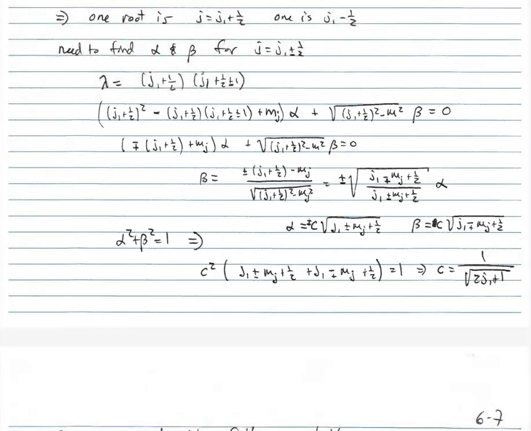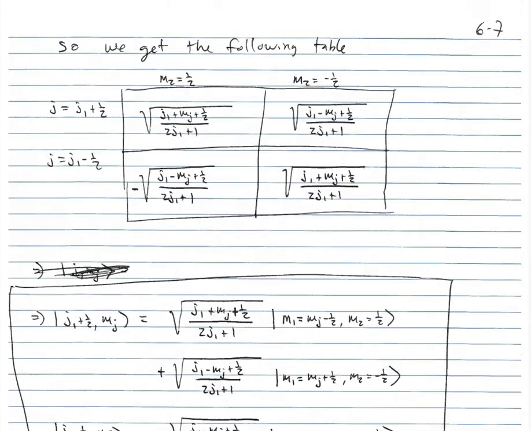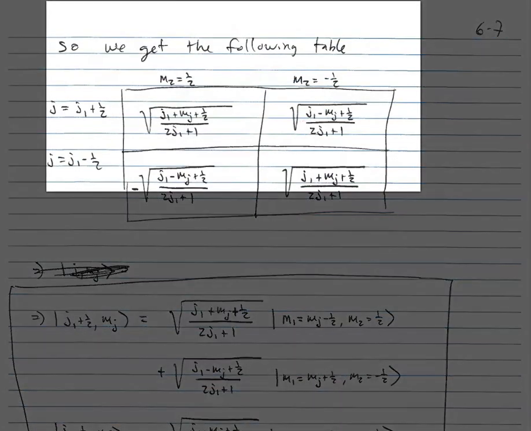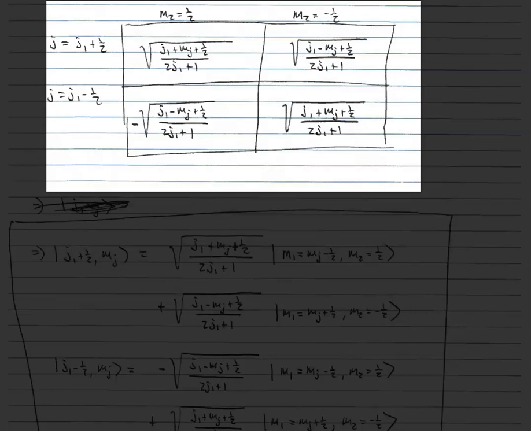After we set alpha squared plus beta squared equals 1, we bring that into our solution and we get the following table. We find that the state j equals j1 plus a half has the m2 equals a half or has the m2 equals minus a half. The coefficients are each of those two terms in the table. And the state that has j equals j1 minus a half with those two different states has the given coefficients in that table there.